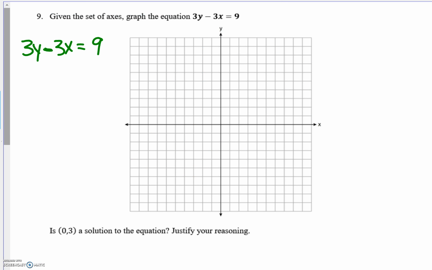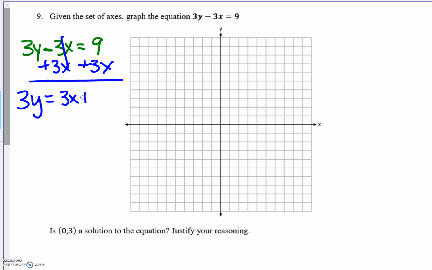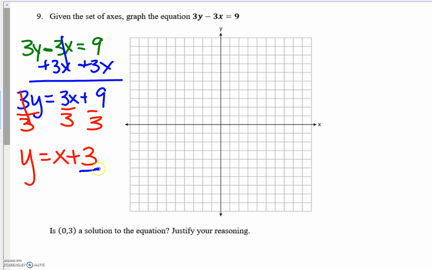Number 9, they want you to graph the equation 3y minus 3x equals 9. We need it in slope-intercept form, so we're going to add over the 3x. 3y equals 3x plus 9. We need to divide by 3 to isolate my y. y is equal to x plus 3. The 3 tells me where to begin on the y-axis. So I'm going to start at 3: 1, 2, 3. Put a dot.